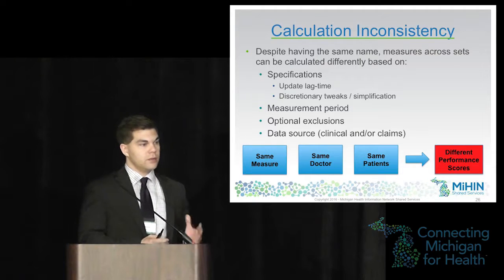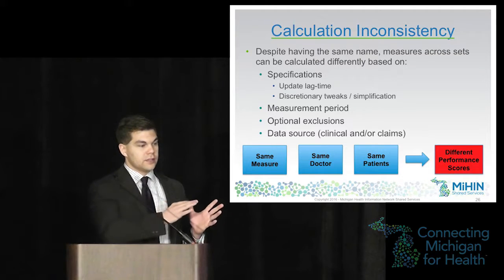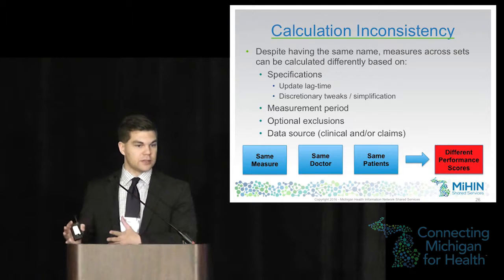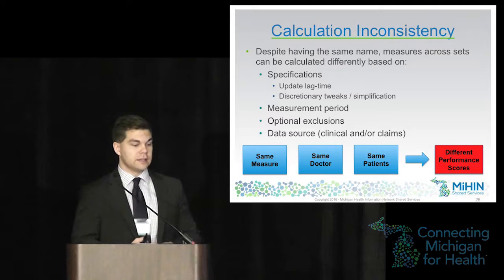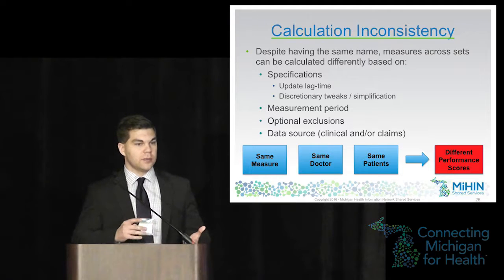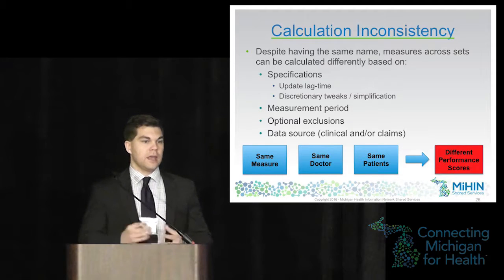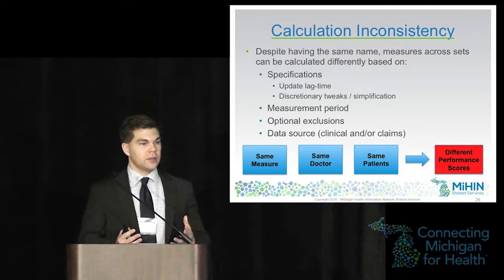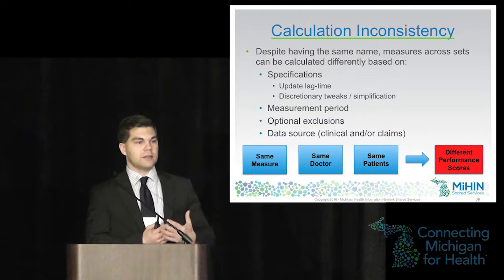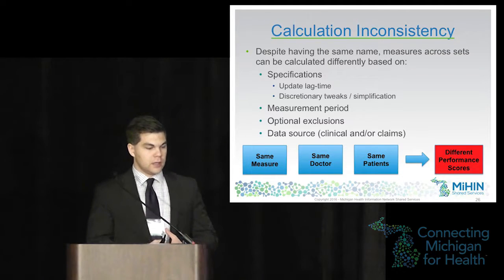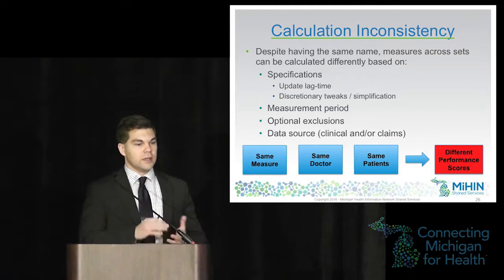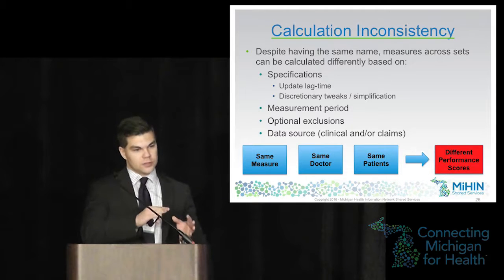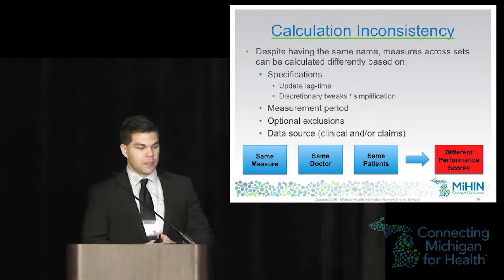So even though some of these measures are consistent in name across those measure sets, that doesn't mean it's the exact same measure and calculated in the exact same way. This can be due to variances in the specifications. So for example, this can be due to update lag time. NCQA can release an update to a measure. CMS will not evaluate and reflect that for a year or more. Also discretionary tweaks. CMS may decide, well, we want to make it easier for people to report, right? So we're just going to kind of tweak this little piece of it.